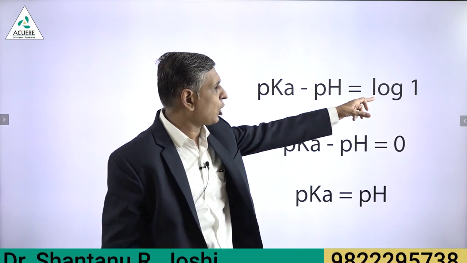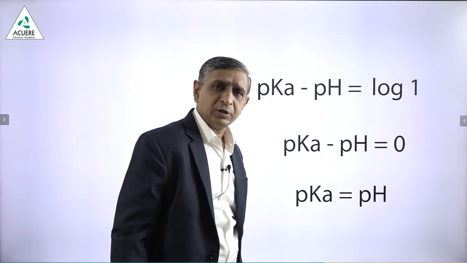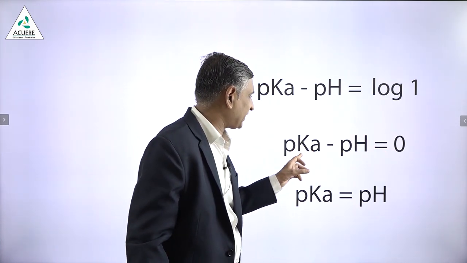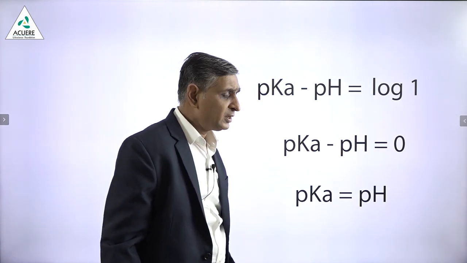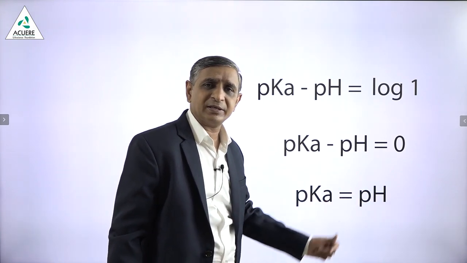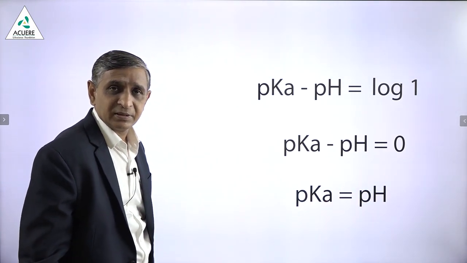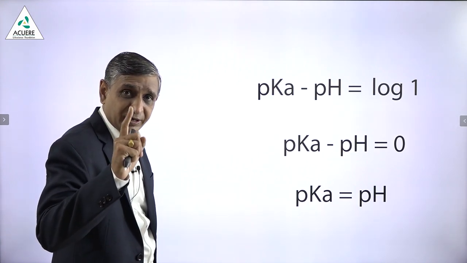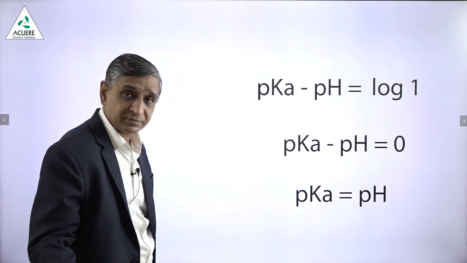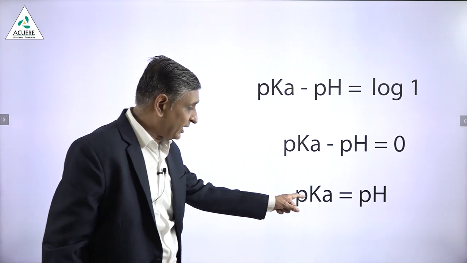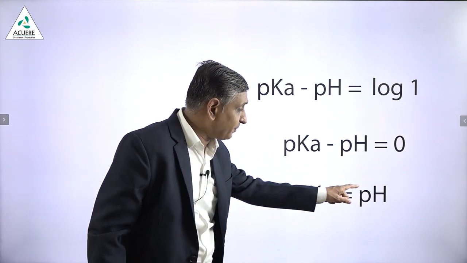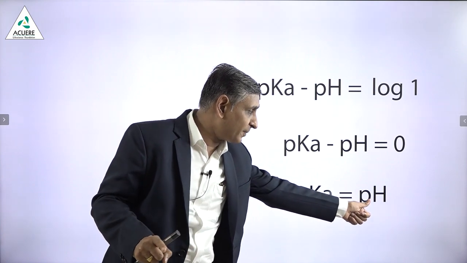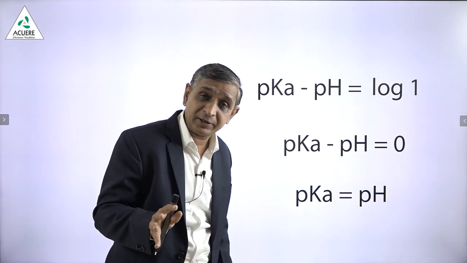Now all of you know the logarithm of 1 is 0. Logarithm of 1 is 0 means pKa minus pH is equal to 0. It means that pKa is equal to pH. In very simple language, 50% of the drug will remain unionized and 50% of the drug will remain ionized when the pKa of the drug and the pH of the medium are equal.